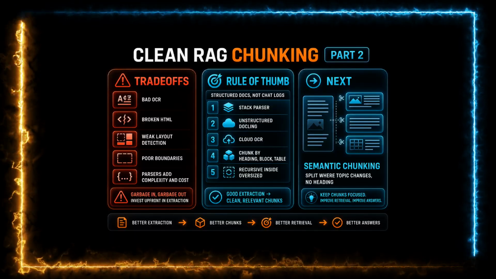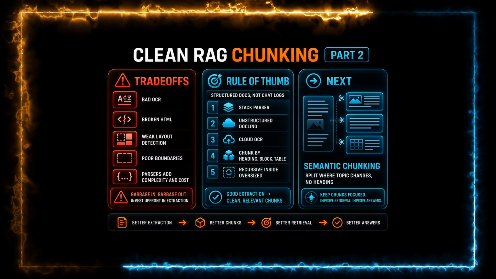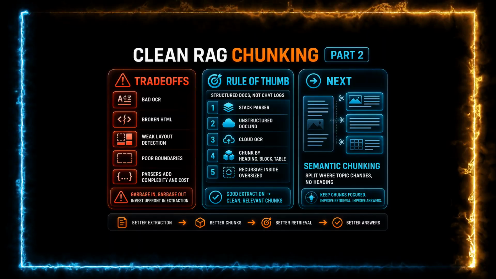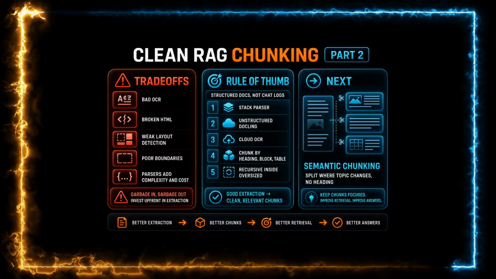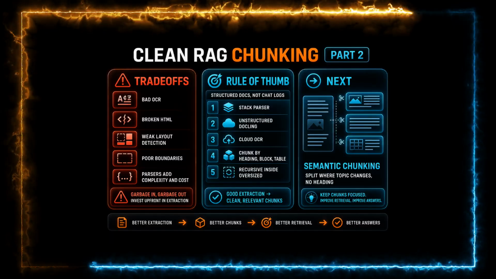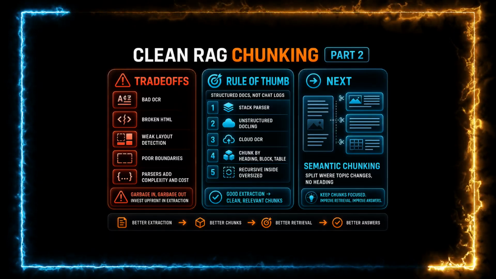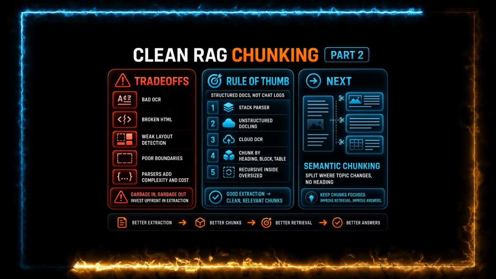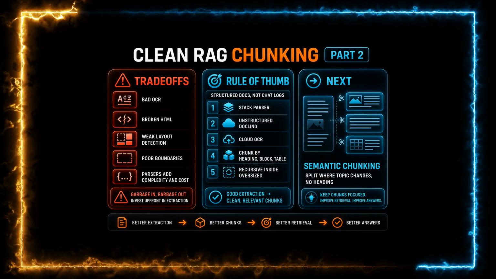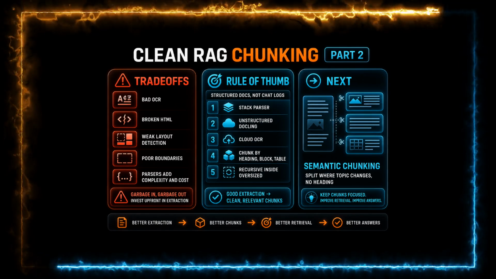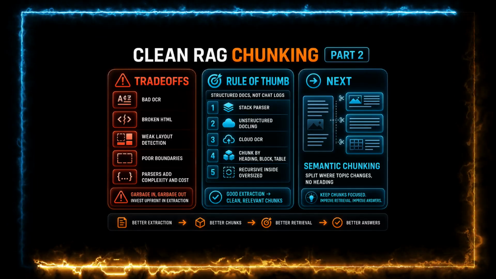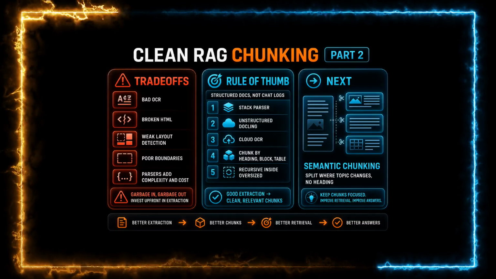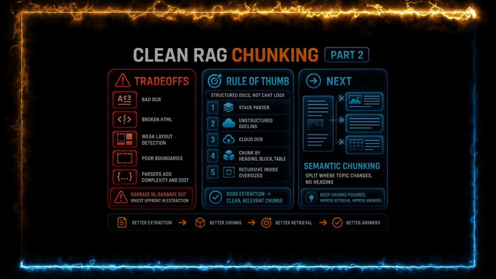Rule of thumb: use when your corpus is structured documents, not chat logs. A common stack is a parser, such as Unstructured, Docling, or cloud OCR, then chunk by heading, block, or table, and optionally apply recursive splitting inside oversized sections. Structure-aware chunking respects document layout. Next, semantic chunking. Split where the topic changes, even when there's no heading to tell you where.